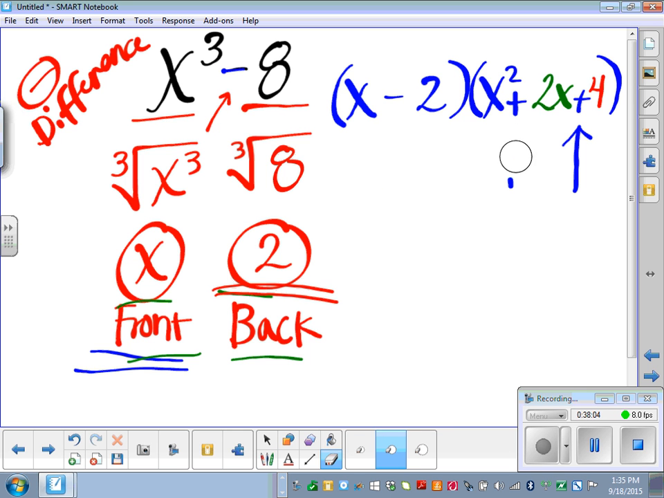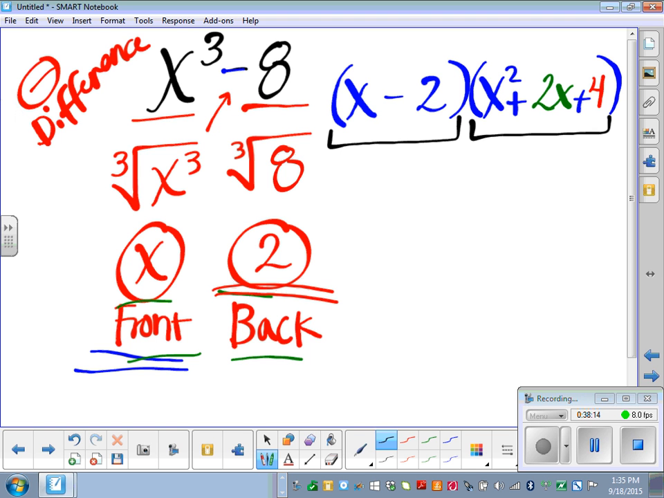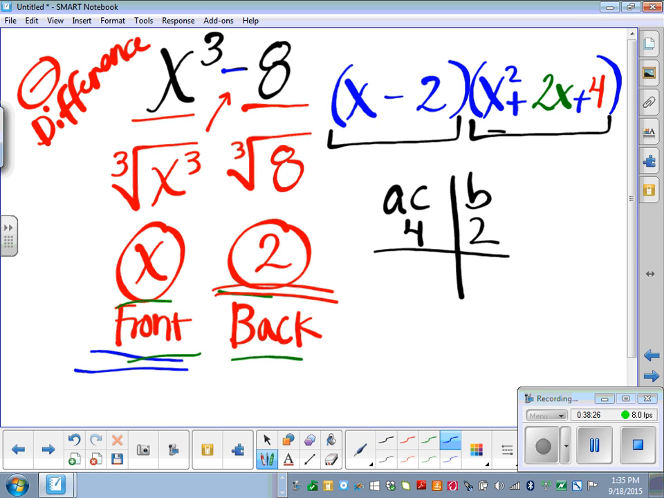But we need to check and see if this over here on the left factors any further. Now remember, this is our linear factor, so we're done with that one. But looking here, we have a quadratic, so we would say, okay, we know how to factor quadratics. We'd say what multiplies to be a times c and adds up to be b. A times c is 4 and b is 2. So what multiplies to be 4 and adds up to be 2?